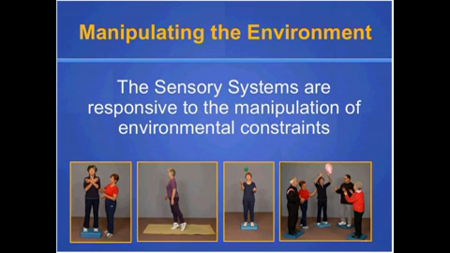So when I immediately think of manipulating the environment, the first principle that I think about are the sensory systems. And what we know is the sensory systems are responsive to the manipulation of environmental constraints. So when I'm constructing this component of the program, I'm thinking about what are the environmental situations in which vision is going to be dominant, which are those situations in which I'm going to be forcing more of the use of the somatosensory system, and which are the environments that I can construct that are going to require a more dominant use of the vestibular system.